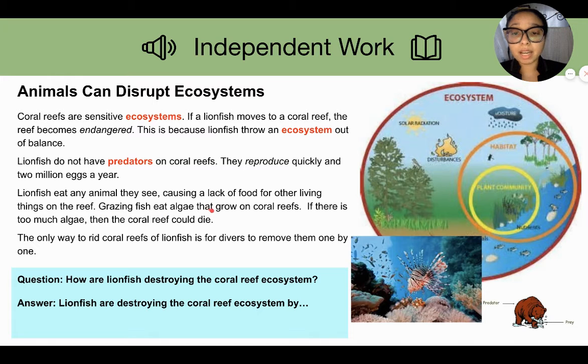Grazing fish eat algae that grow on coral reefs. If there is too much algae, then coral reefs could die. The only way to get rid of coral reefs of lionfish is for divers to come and remove them one by one. Here's your question. How are lionfish destroying the coral reef ecosystem? You can start your answer with, lionfish are destroying the coral reef ecosystem by. You can pause the video now to read this part quietly to yourself and then answer the question. When you are finished, you may press play to continue the video.